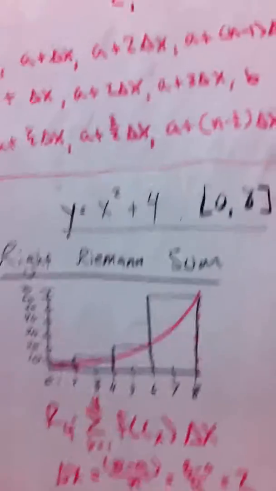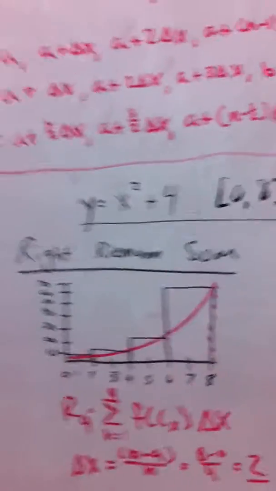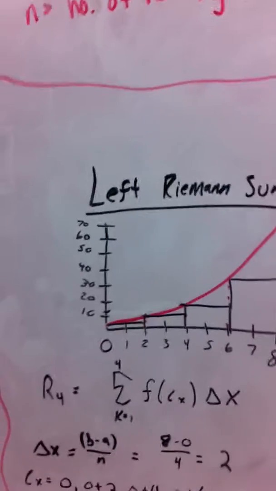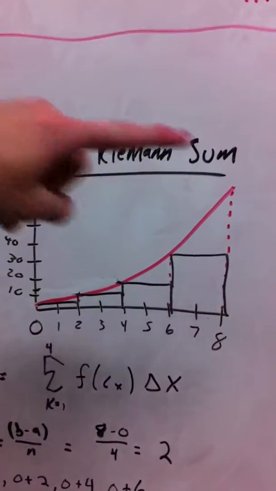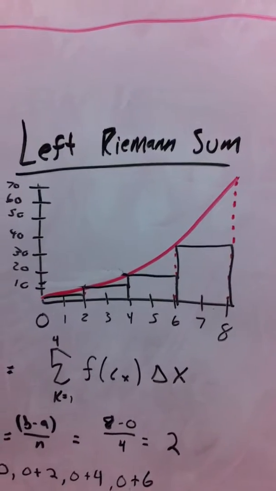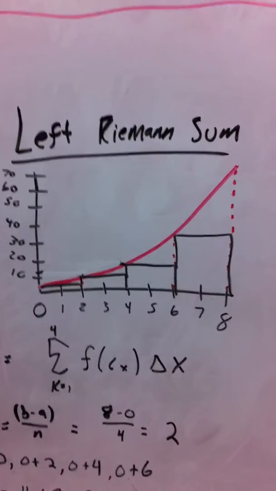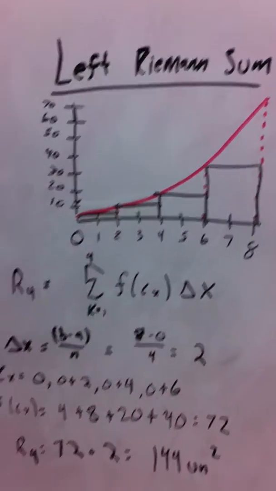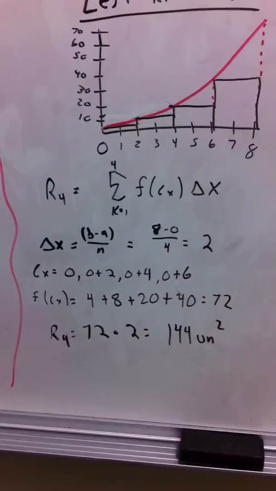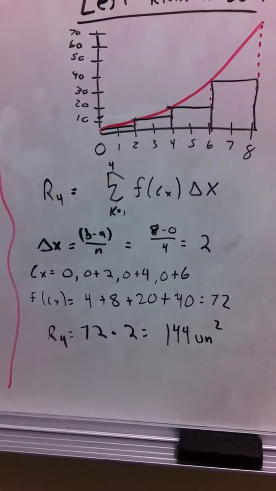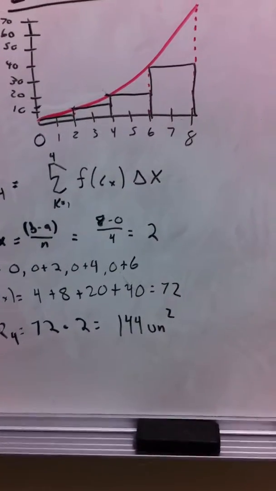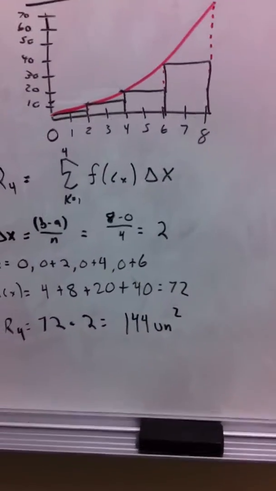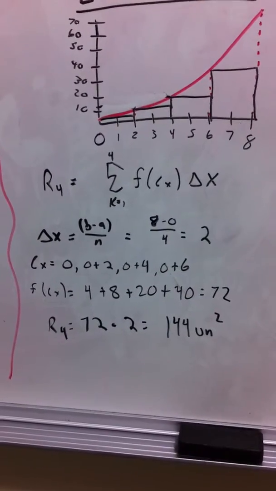Alright, now we're going to put this into practice. We have the equation y equals x squared plus 4 on the closed interval [0, 8]. First we're going to look at a left Riemann sum. Looking at the graph, we see that it's rising, and we can tell it's going to be an underestimation because the rectangles touch the curve at the left endpoint. We write our Riemann sum using R sub 4 because we want to use 4 subintervals, which is given. So we have a summation with 4 on top, that's n, over k equals 1, of f of c sub k times delta x.